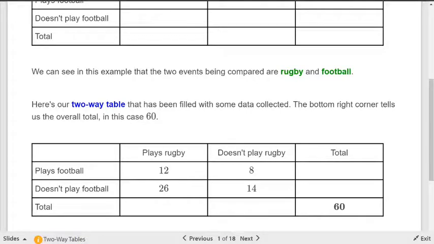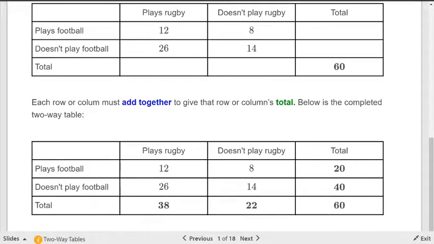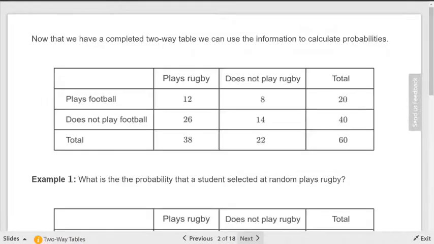Okay. All right. So here is the completed table that they did for you. You can see in the bold, that's the parts that they put in. Obviously, the 60 was already there. So we were looking for the totals, so we just added up the pieces we didn't know. Yeah? Everybody's pretty comfortable with that? Good deal. All right. Now that we have the completed two-way table, we can use it to calculate some probabilities. Okay?